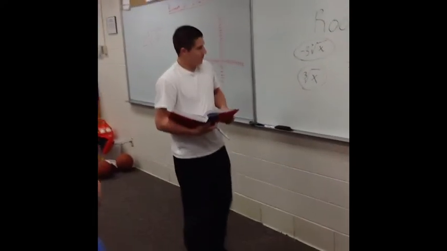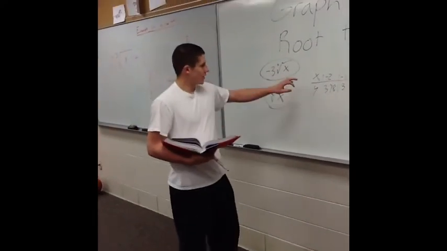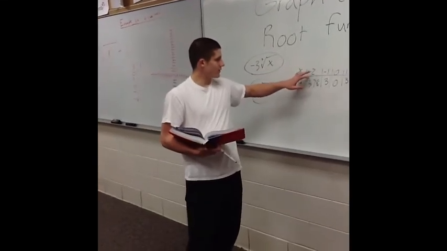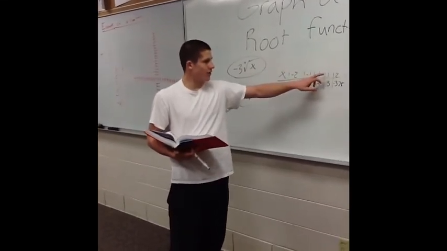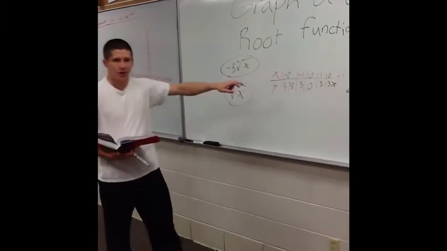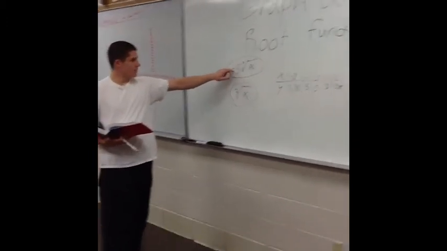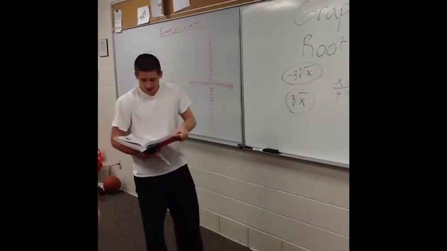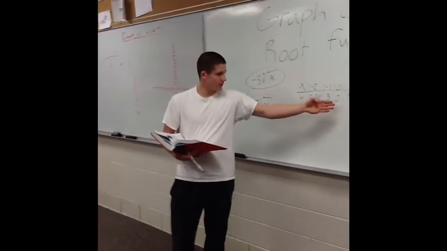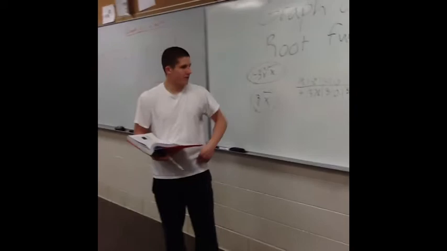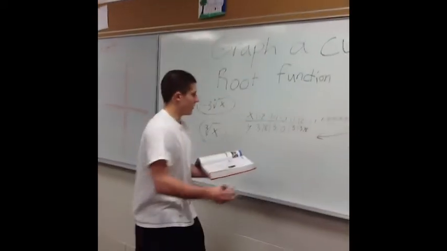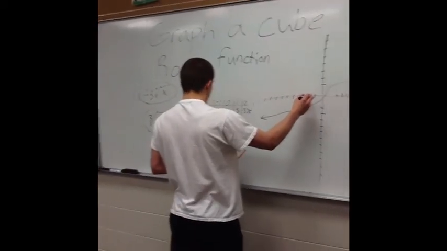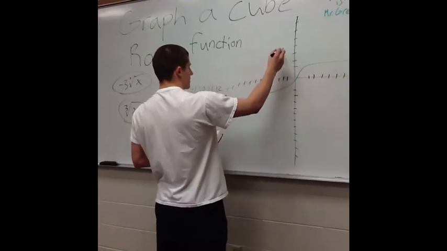So now, what you're going to want to do is create a table with x values of -2, -1, 0, 1, and 2, and plug it into -3 times the cubed root of x, alright? Now these y values here, those are what we're going to want to graph. So here we go. So, -2, and then 3.78. It's going to be right there.